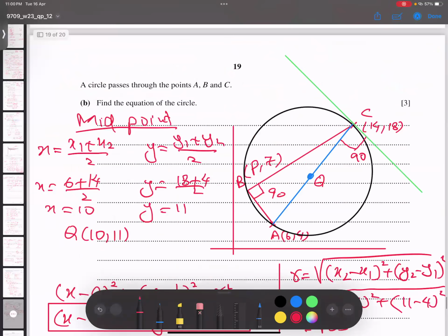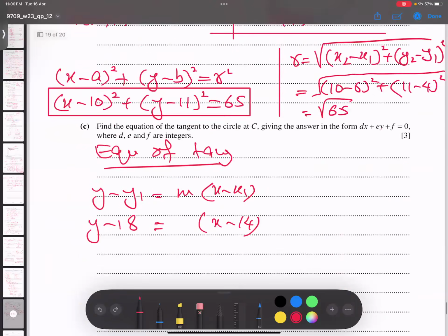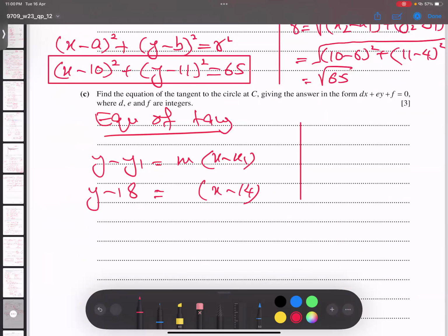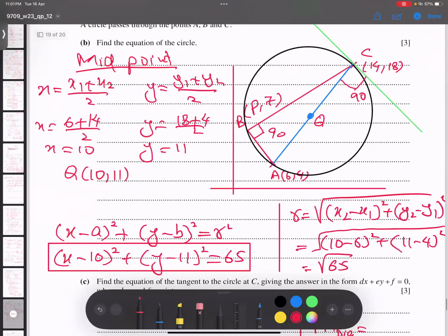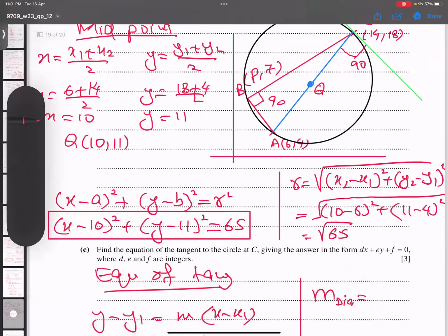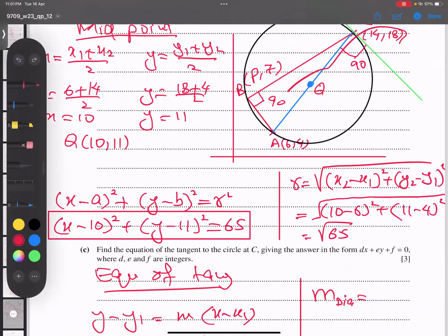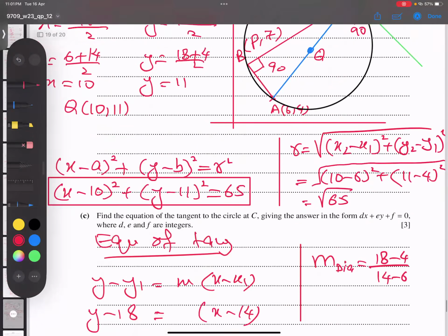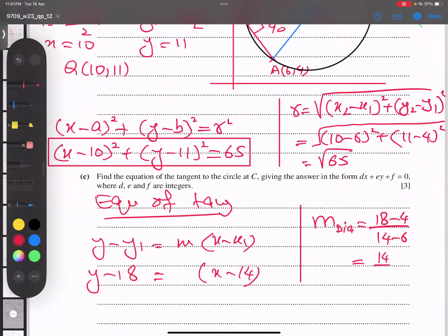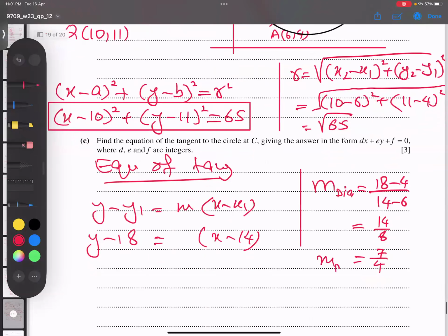So let me tell you, first the gradient of this one, the diameter. So let's find the diameter gradient. It is y2 minus y1. I can use the center also, no problem at all. So 18 minus 4 over 14 minus 6. It is giving us 14 over 8, and 2 fours are 8 and 2 sevens are 14. So 7 by 4 is the gradient of the diameter.